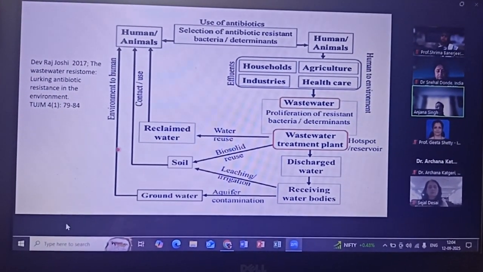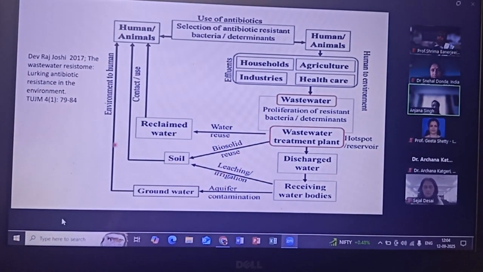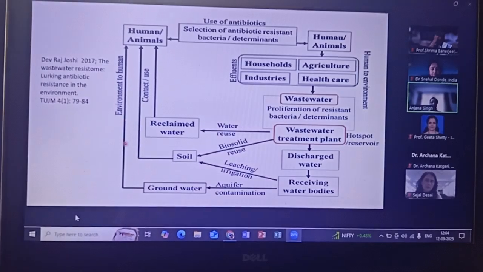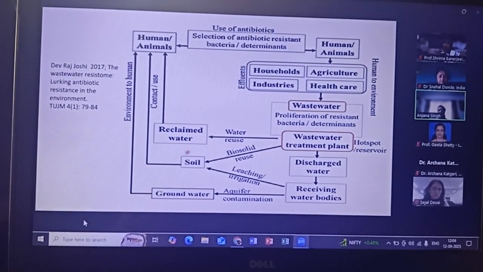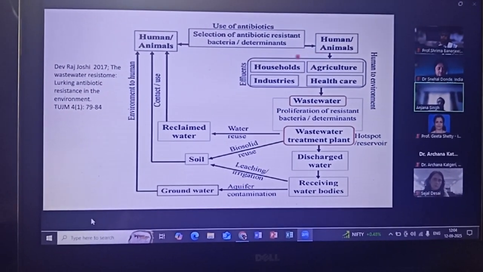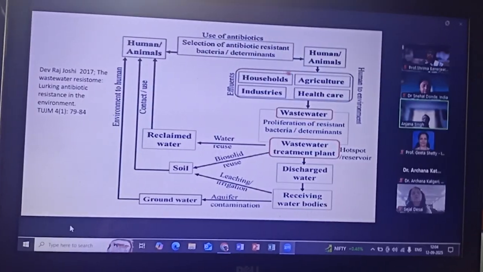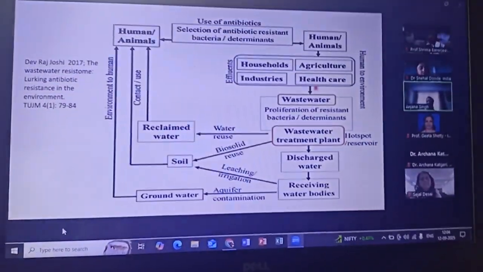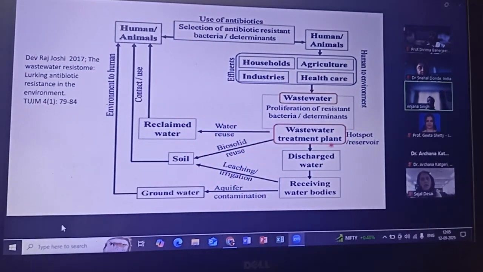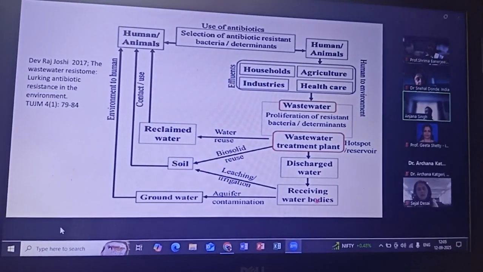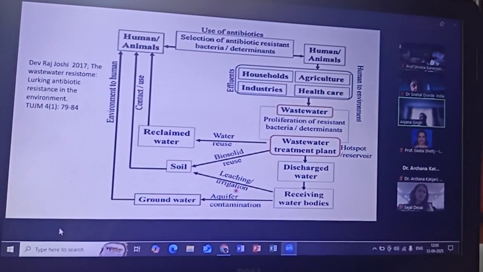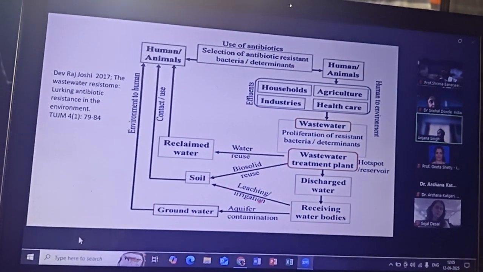And since I've been talking about the presence of antibiotic resistance in the river water bodies of Kathmandu Valley, here we know that human and animal habitats are there, and from household, agriculture, industries, and healthcare, it goes to the wastewater system, from where there are wastewater treatment plants, and these are discharged into receiving water bodies, which again go to the aquifer, and some of them will get leaching, and some of them are used for irrigation.